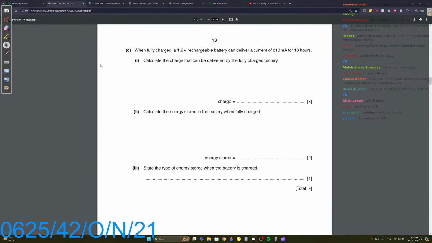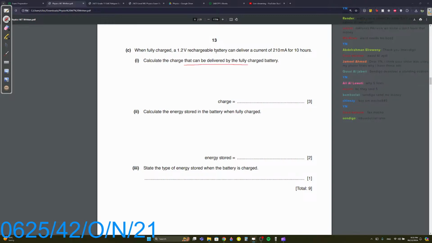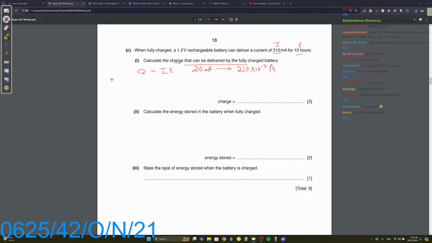When fully charged, a 1.2 volt rechargeable battery can deliver a current of 210 milliampere for 10 hours. Calculate the charge that can be delivered. Again, we have the current I and we have the time t, right? We want the charge Q. Q is equal to I t, right? But the current has to be in ampere and the time has to be in seconds. We're going to write 210 milliampere. How do we make it into ampere? It's equal to 210 times 10 to the power of negative 3 ampere. Then the time, 10 hours is equal to 10 times 3,600 seconds.